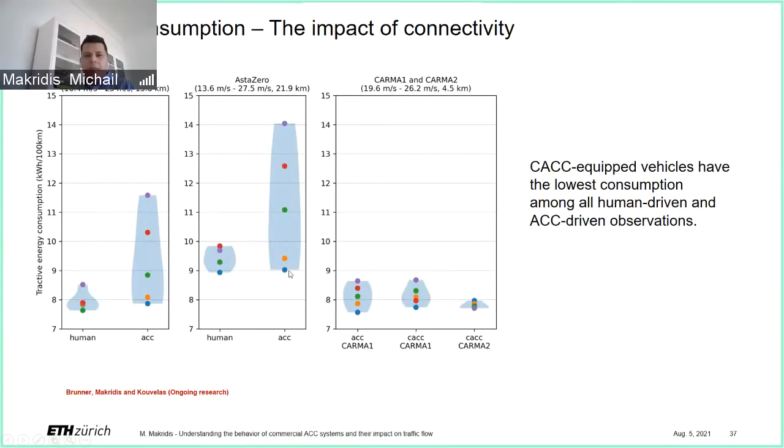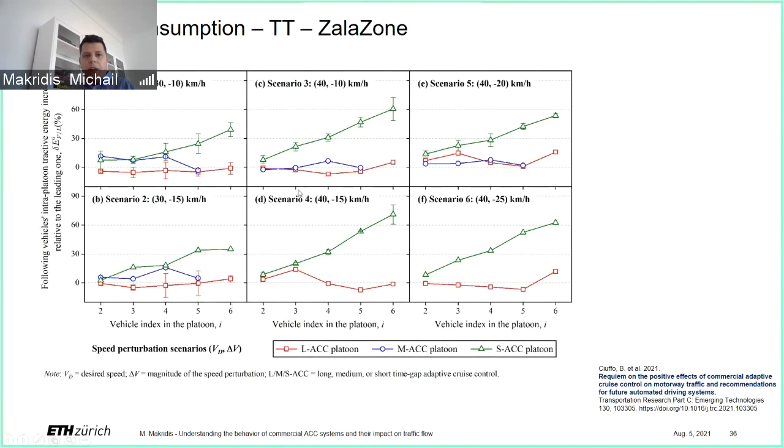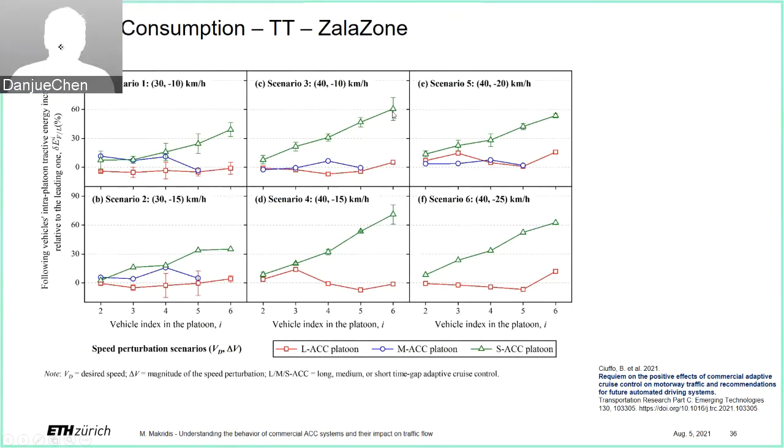Its color represents the vehicle, and the dot is the median value for that vehicle. These are box plots, okay? So you have this vehicle here: the first, the second, the third, the fourth, and the fifth. And as we saw in the previous figure, as we go upstream in the platoon, the vehicles consume more energy for the small headway, okay? This is the second, third, fourth, fifth.